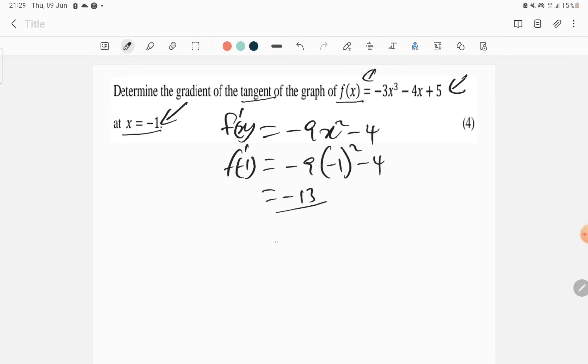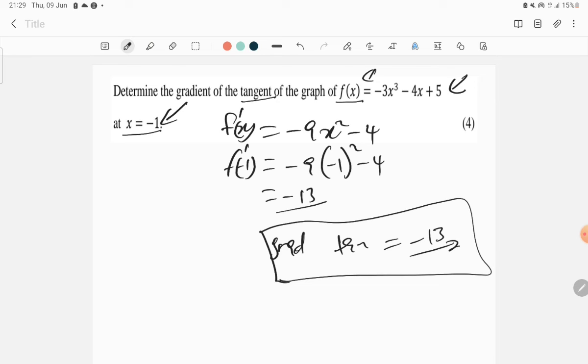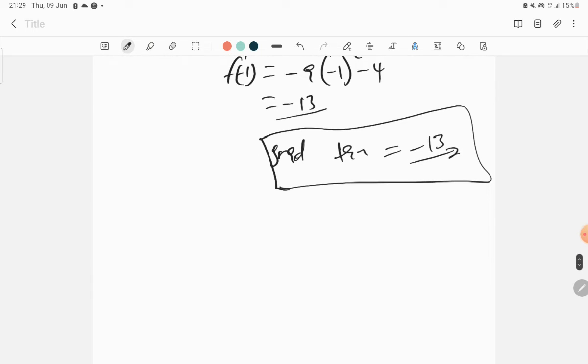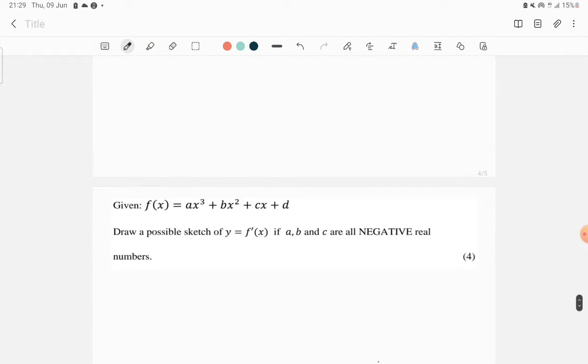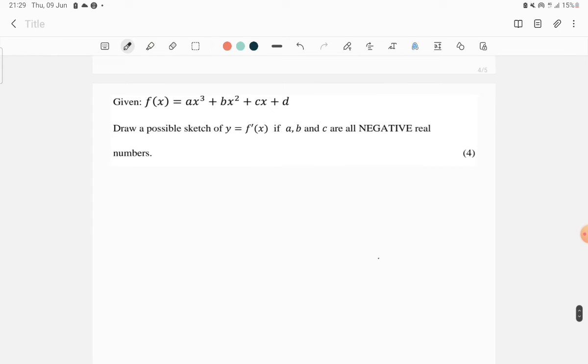That is also equal to the gradient of what? Of the tangent. The gradient of the tangent is also equal to negative 13, because we know that at the point of intersection, the gradients of those functions have to be equal to each other. So we are done with this one. We just need to equate the gradient of the function and the gradient of the tangent. Let's come to this one.